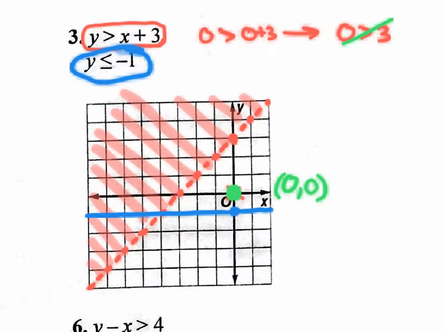So when I test 0, 0, that's going to say 0 for y is less than or equal to -1. There's not even an x to plug in. But what do you guys think about that? Is 0 less than or equal to -1? No, that's false. 0 is greater than any negative number. So I do need to shade in the bottom part of this blue line. So shading in straight lines.